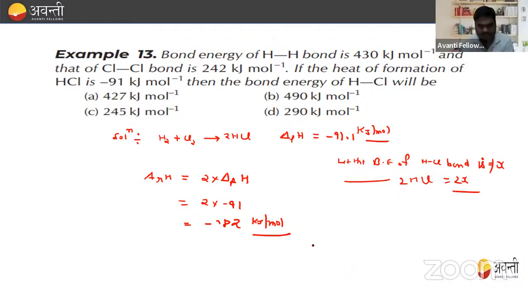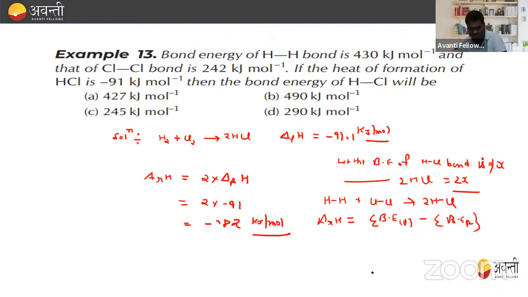So now let me write here. From the equation we can observe H-H plus Cl-Cl gives 2 HCl, right? So just put the values we have calculated so far. We know that delta H of reaction, the enthalpy of reaction, is nothing but the binding energy of the reactant minus the binding energy of the product.